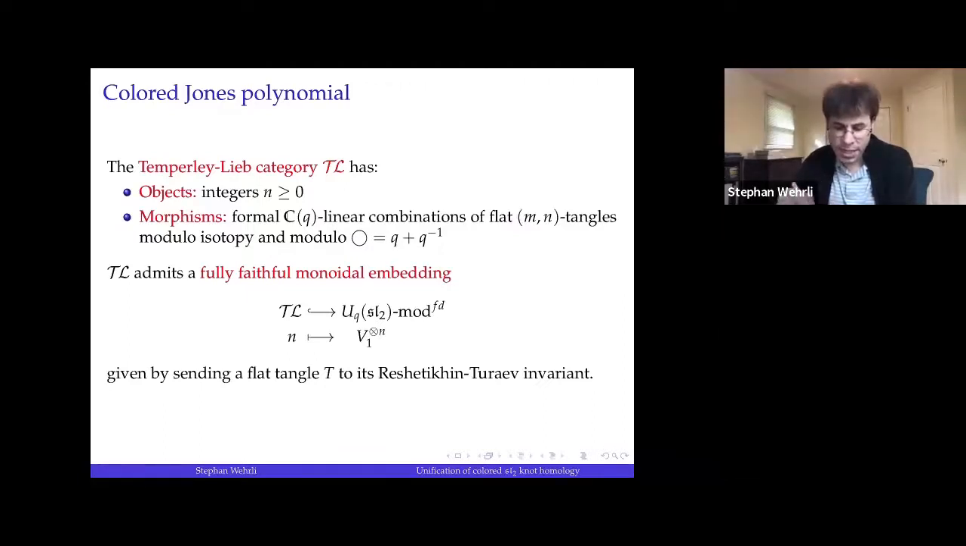And the point is that the Temperley-Lieb category embeds into the representation category, the finite-dimensional representation category of quantum SL2. This embedding sends the integer n to the nth tensor power of the fundamental representation and sends a flat tangle to its Reshetikhin-Turaev invariant. Put otherwise, it sends elementary cup and cap tangles to coevaluations and evaluations. This embedding is fully faithful, and after completing with respect to direct sums and summands, it almost becomes an equivalence. So you can use the Temperley-Lieb category to describe morphisms in this representation category.